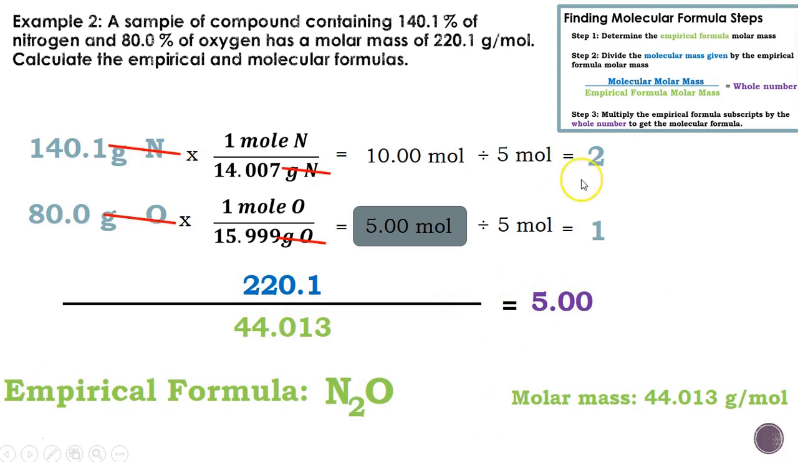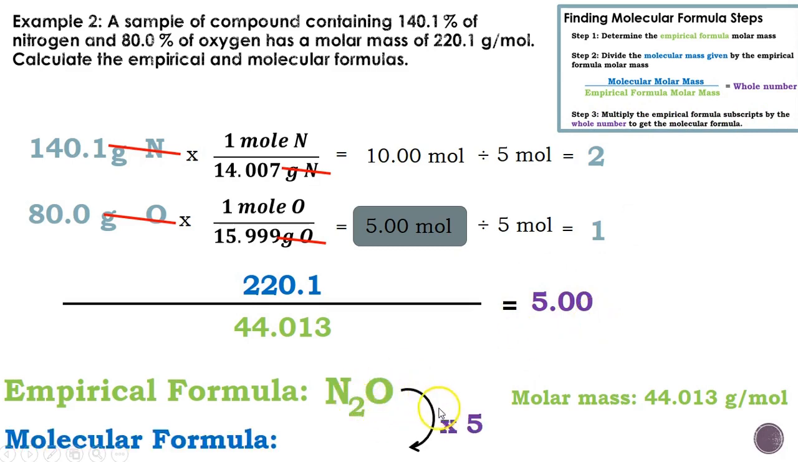The last step says multiply the empirical formula subscripts by the whole number to get the molecular formula. Since we have a whole number of 5, we're going to multiply each of the subscripts of our empirical formula by 5 in order to get our final molecular formula of N10O5.